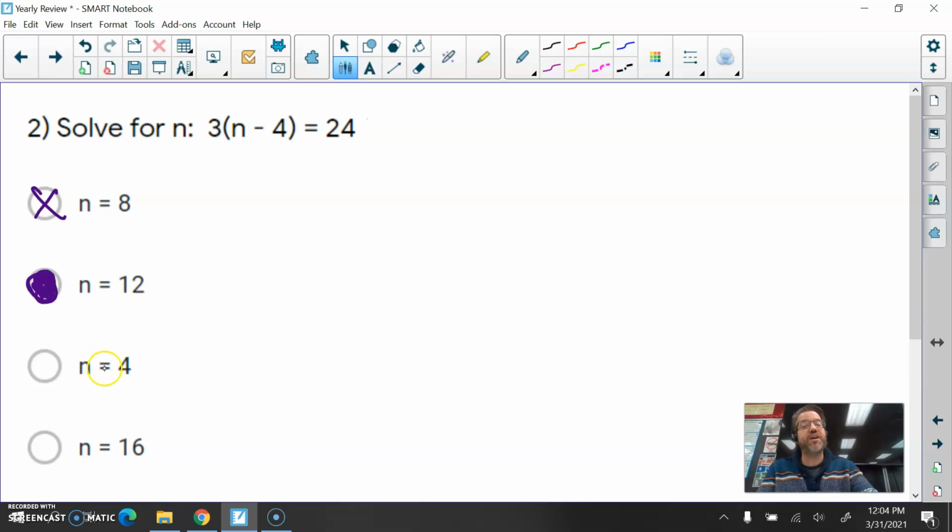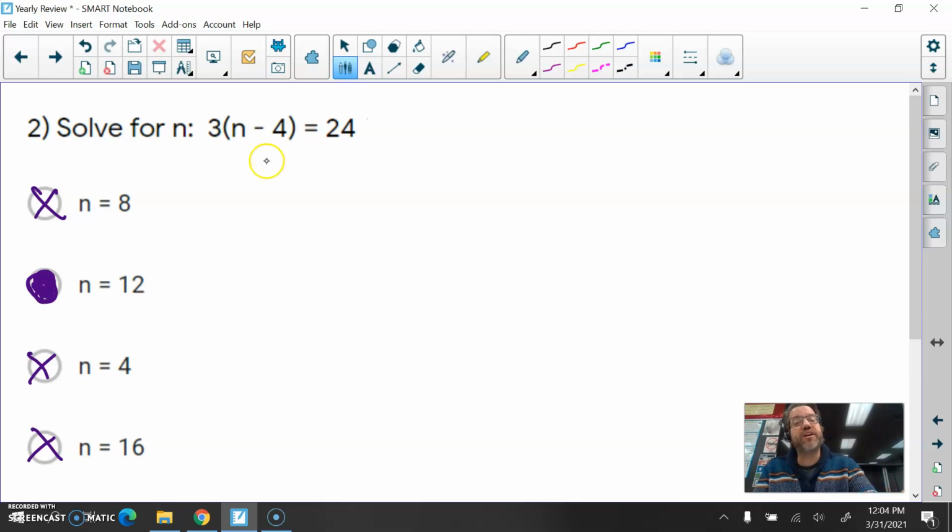Okay, you can test the other ones, but if you plug 4 in for n, 4 minus 4 is 0. 3 times 0 is not equal to 24. And also 16 minus 4 is 12. 3 times 12 is 36. That does not equal 24. So it clearly has to be 12. n does equal 12. But if you didn't have multiple choice, how would you solve a problem like this?